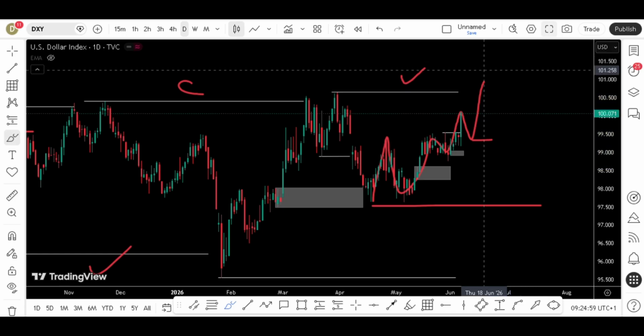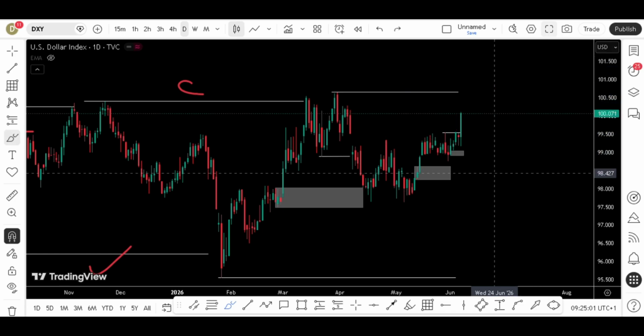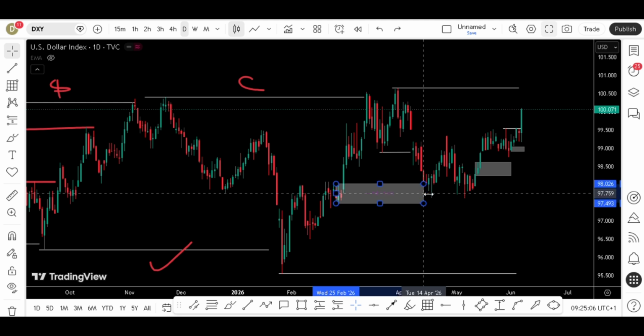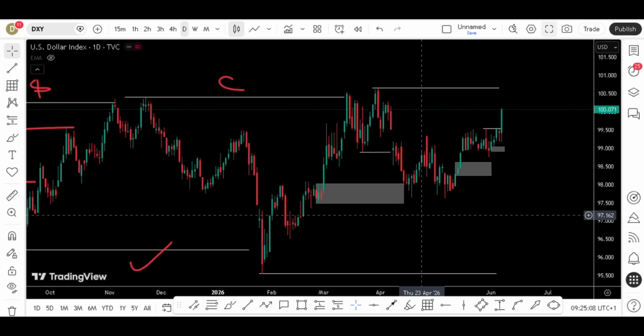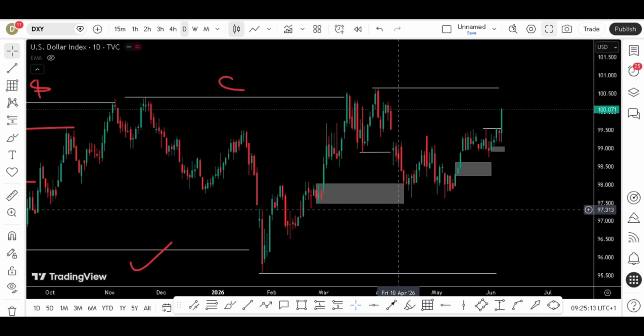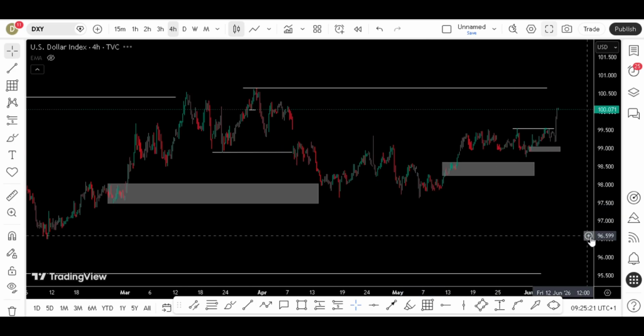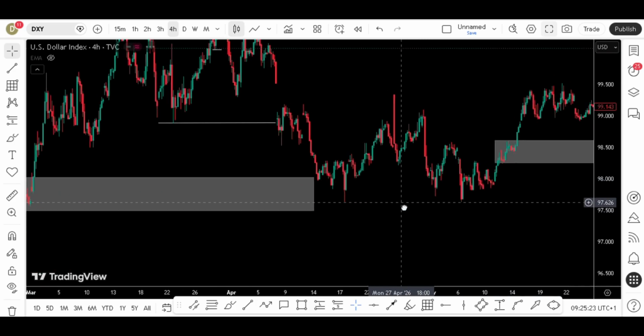So the entry is all about you coming to this level and going to your lower time frame, because you are also not expected to trade directly. Remember, you are refining from higher time frame to lower time frame, so you are not even expected to trade strictly from the daily. So probably when the market mitigates this level, you can go to the 4 hours or your 1 hour to look for your entry.